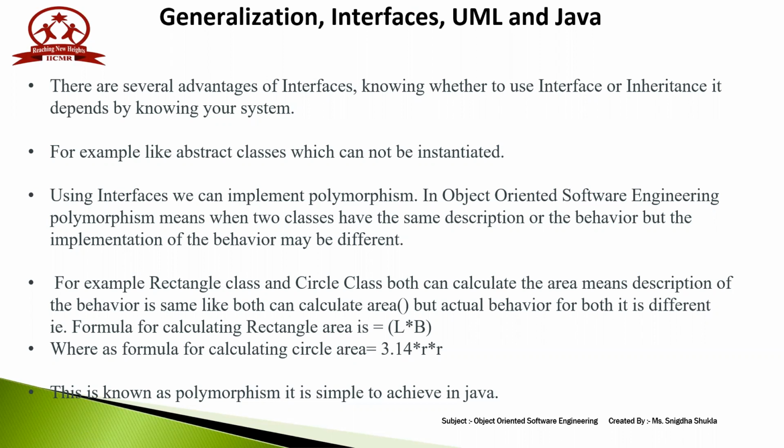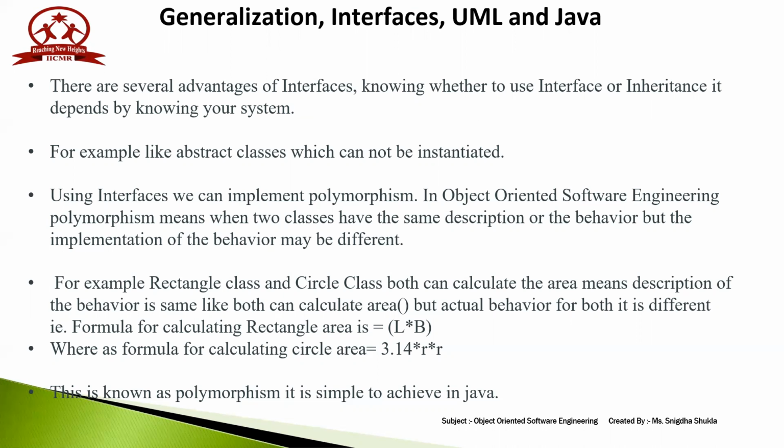Here the example is given: there is one class called rectangle, another class is circle. Both the classes have the same method, area. Though the name of the method is the same, the actual behavior for both classes is different. In the rectangle class, the area method calculates the area of the rectangle and the formula is length into breadth. In the circle class, the area method calculates the area of the circle and the formula is pi r square. So this is known as polymorphism.